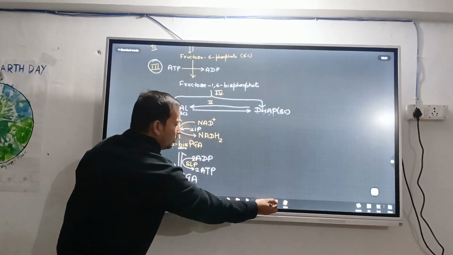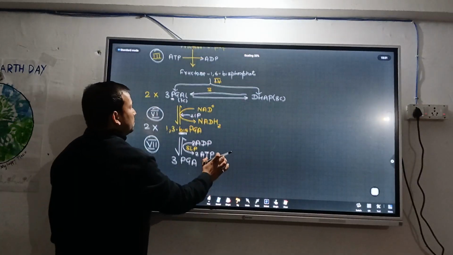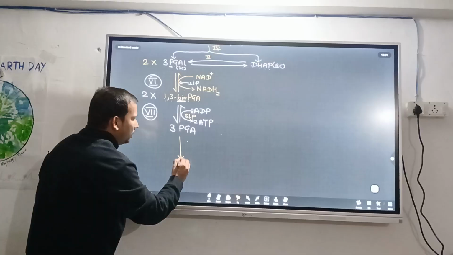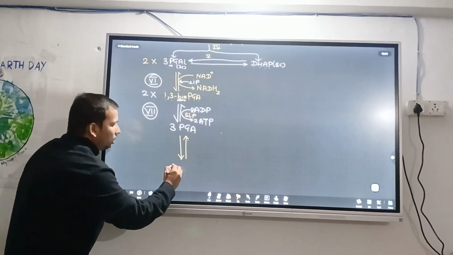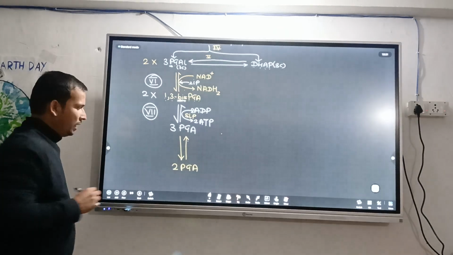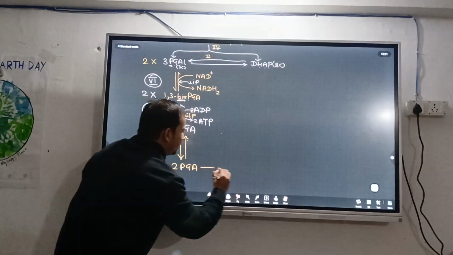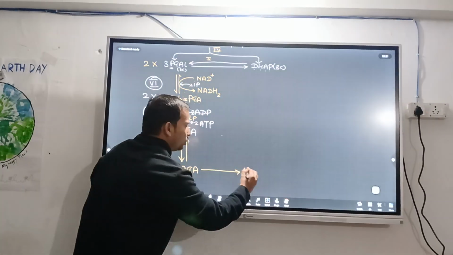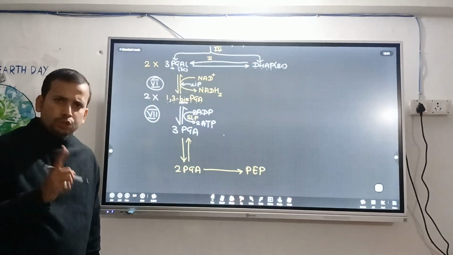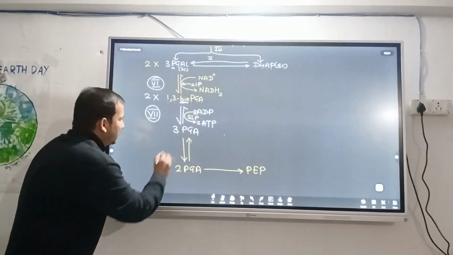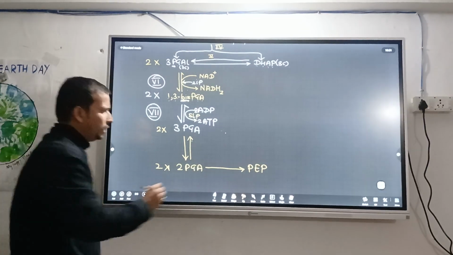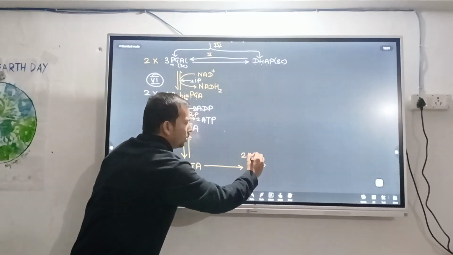Now you will see, student, one more time. This 3 PGA is now getting converted into 2 PGA. Finally, this 2 PGA will be converted into phosphoenol pyruvate. Here also, there are 2 molecules.